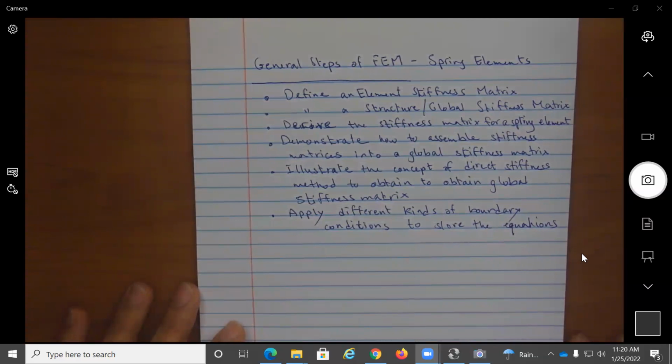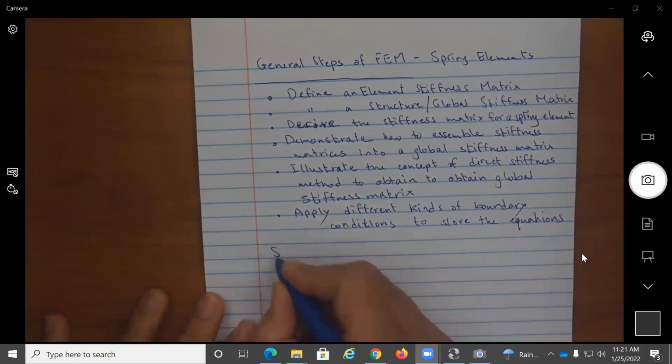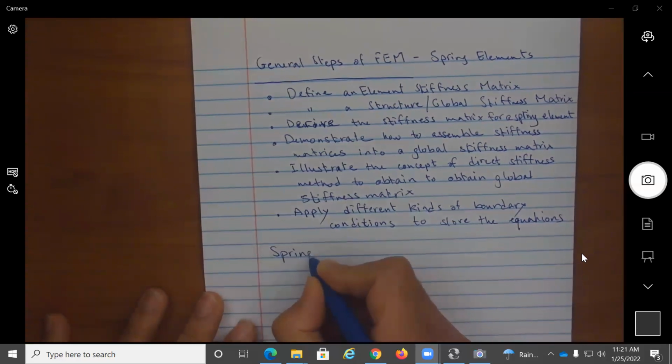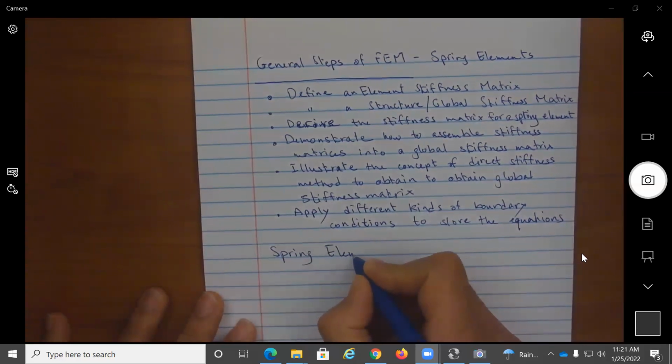So one of the first steps in the finite element method is to select an element. And we are going to start simple, because if we understand the concepts on a simple element and use that for illustration, it will be easier to expand into more involved elements as we move forward. So I'm going to start by looking at a spring element.